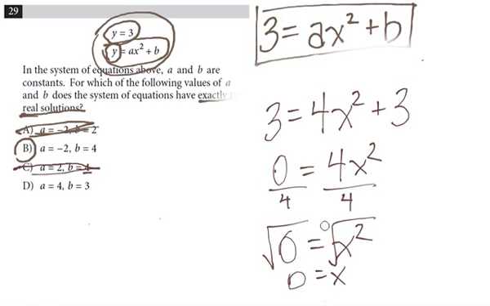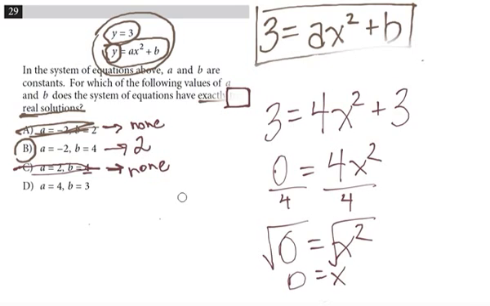That's legitimate. However, they're asking for which values of a and b the system of equations has exactly two real solutions. Choice A had no real solutions, only imaginary ones. Choice B has two solutions, one positive and one negative. Choice C had no real solutions. And choice D has only one solution, the number 0, which is real, but it's not two different numbers. So our correct answer choice is B.